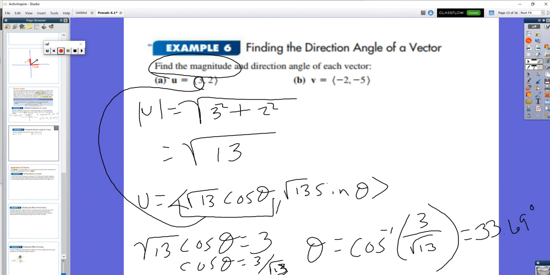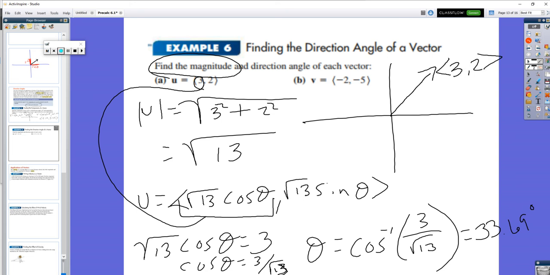33.69 degrees. So let me just refer to what this is showing. This is showing that we just found this vector 3, 2 had a magnitude of the square root of 13 and had a direction angle of 33.69. That's what we just overall found and how we can interpret it.